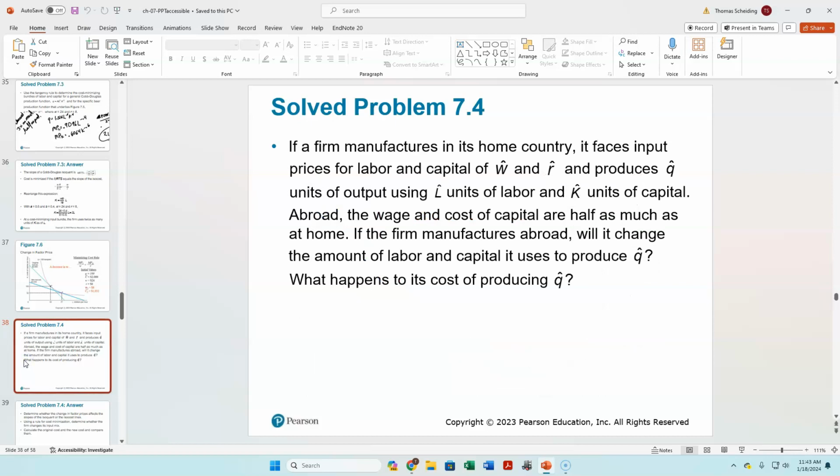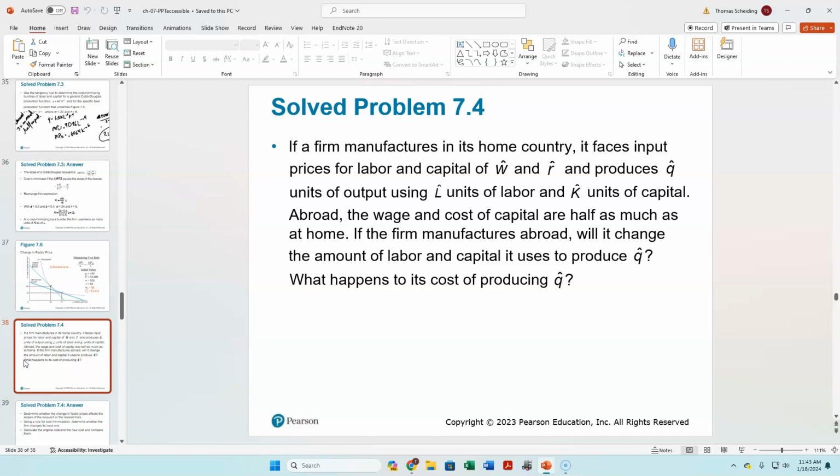So when we put this all together, and this is where it becomes even a bit more topical, if we look at domestic production, if domestic production is more expensive for both labor and capital, and the argument is made that it would be cheaper to import the item, to have the laborers and the capital be abroad, in this case, let's say, half as much. The question would be: if the firm manufactured abroad, will it change its amount of labor and capital? And what will happen to the cost?